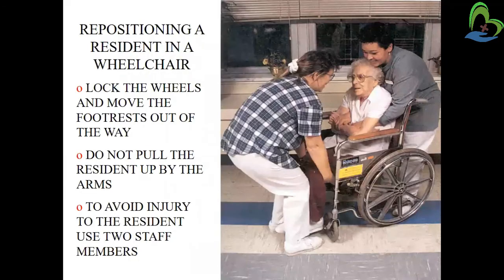Next, that is repositioning a resident in a wheelchair. So how can we apply it? Always lock the wheels and move the footrest out of the way. Then do not pull the resident up by the arms. Don't pull the patients from the arms area. To avoid injury to the resident, use two staff members.